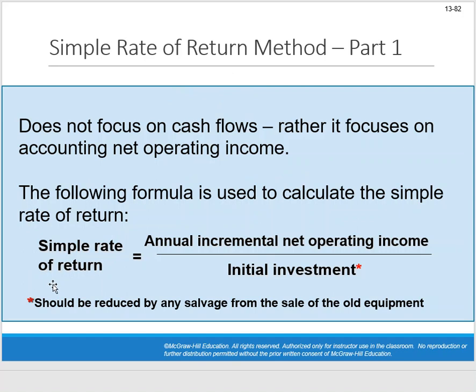So our formula for simple rate of return, we take the annual incremental net operating income, and then we divide that by the initial investment. And they put a little asterisk there. That should be reduced by any salvage from the sale of old equipment. So we're going to offset the initial investment with any salvage from the sale of old equipment up front.